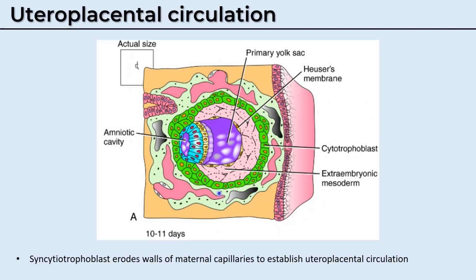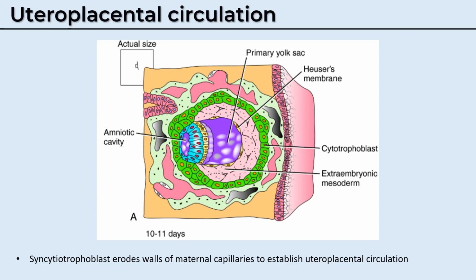And this Heuser's membrane is going to encase itself around the blastocyst cavity, and this is going to form the primary yolk sac. We also have the development of extra-embryonic mesoderm tissue, and this is going to form around the outside of that primary yolk sac, so external to Heuser's membrane. And this extra-embryonic mesoderm is going to go on and form the placenta and the umbilical cord.